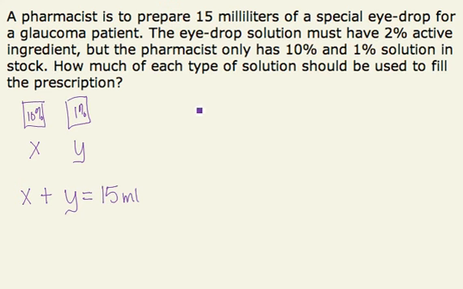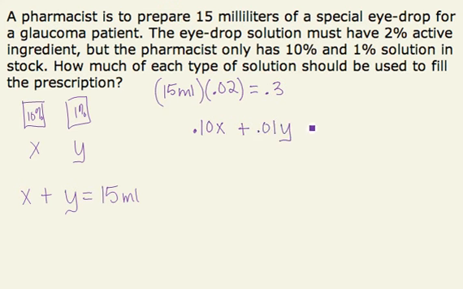Well, I realized that the 2% solution that he's trying to create would be 15 milliliters times 2%, or in other words, 0.3. So I know that 10% of my X solution, I'm going to add that to 1% times however much of my Y solution, must give me those 0.3 milliliters. This is the tricky part.